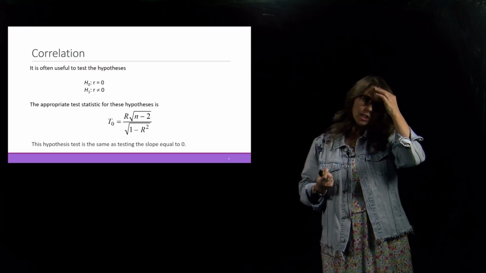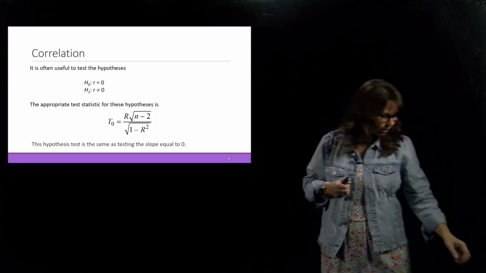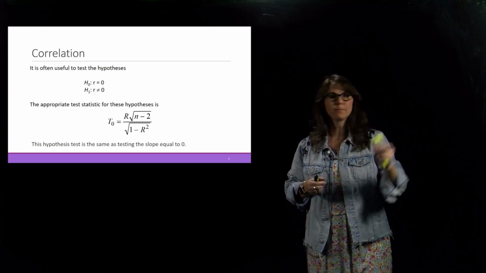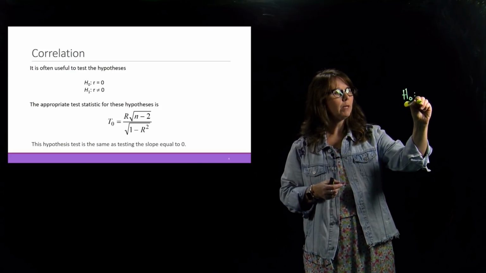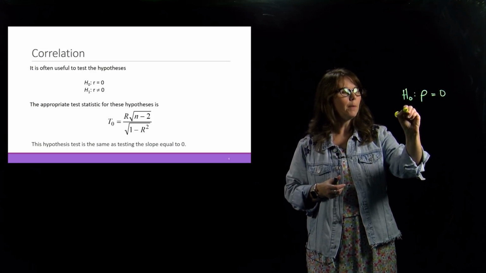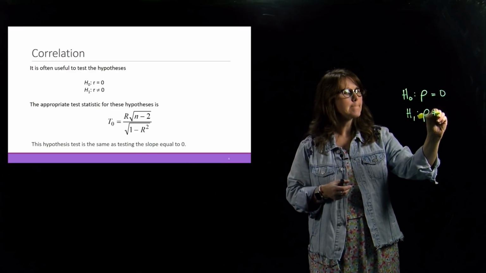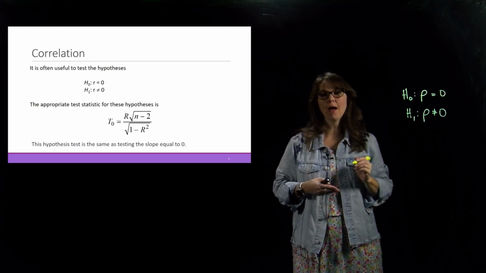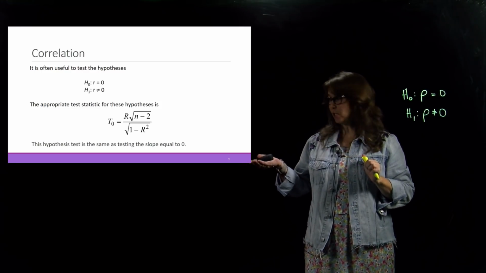Okay, so correlation. And again, I see an actual notation issue here, so I'm going to fix it on the board. For correlation, the null hypothesis we can actually test, and we would use the Greek letter rho rather than R there for the population correlation. Okay, so actually we're looking at rho equals 0 versus rho not equal to 0. The appropriate test statistic is given by that t value that you see right there.